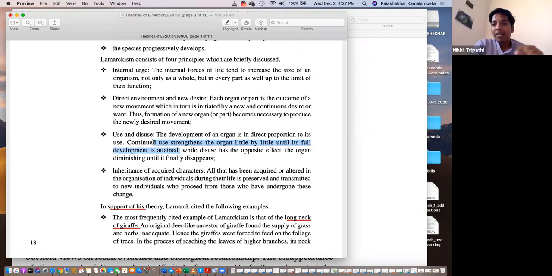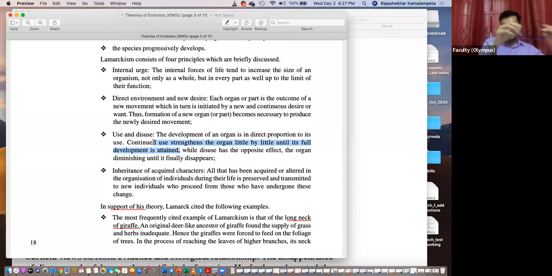Continuous use will strengthen it. It should be like for generations, right? Someone doing exercise will build the muscle, but whether it will pass to the next generation or not, that should be the question, you know? Exactly. That is what he could not explain. People ask the same question: if those changes happen, are they inherited by the next generations? He could not explain that. That is where he failed.